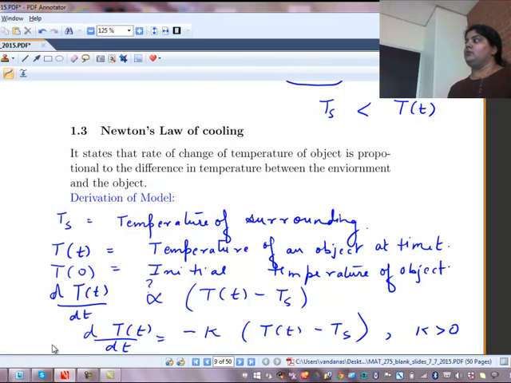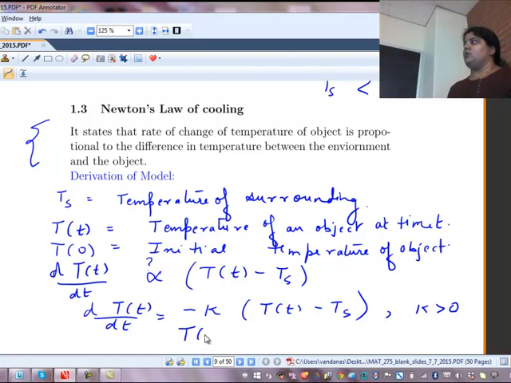We want to solve this. This is modeling this law, with the initial condition T0. You can just leave it as T0, no need of further denoting it with something else. Okay, so how will we solve this?